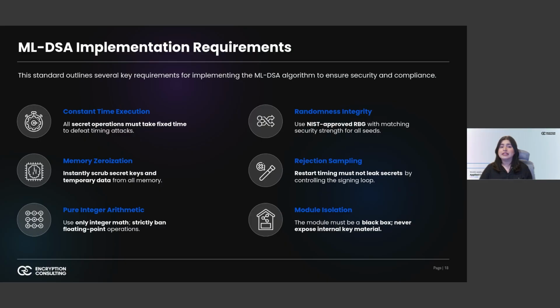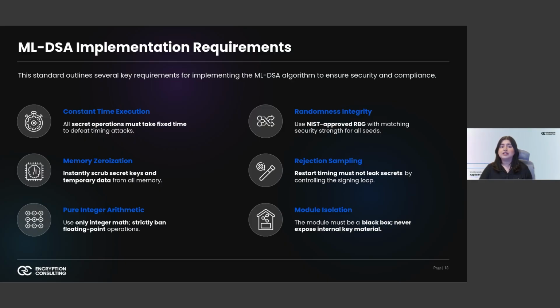Don't let the time it takes to run your code leak the secret key. When the program is multiplying those secret lattice polynomials, it has to take exactly the same number of clock cycles every single time. It doesn't matter if the secret value is a small number or a huge number. The clock time must be constant. This defeats timing attacks, which are a hacker's most common tool against fast math.